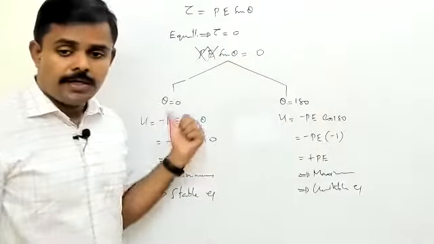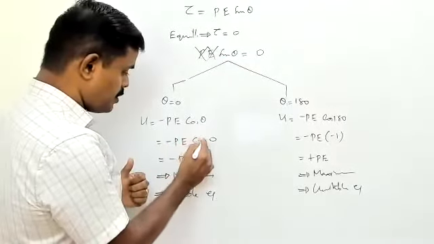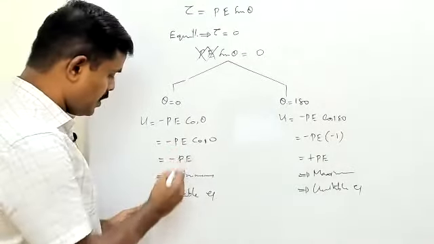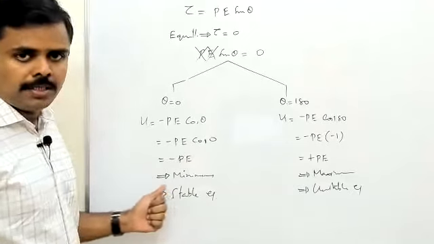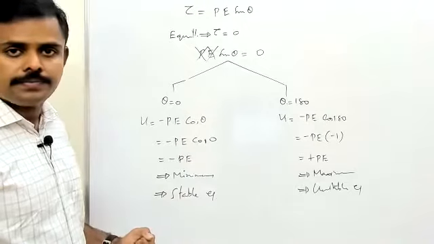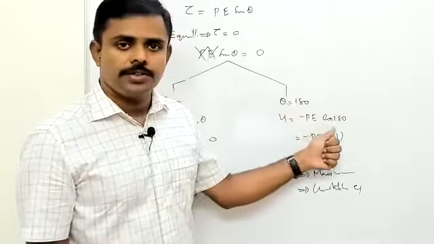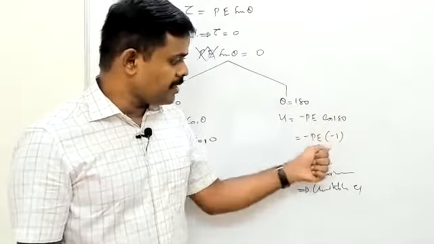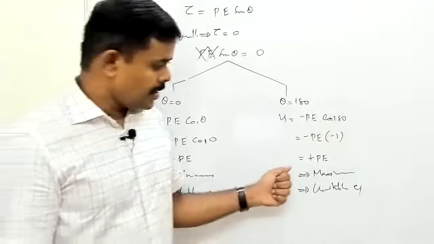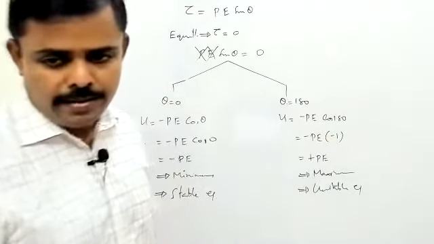So potential energy is what? Minus P E cos theta. That is minus P E cos 0. Cos 0 is 1, so minus P E into 1, minus P E. Potential energy is minimum here, and minimum potential energy means stable equilibrium. Theta is equal to 180: you put theta equal to 180 in minus P E cos 180. Cos 180 is minus 1, so minus times minus gives plus P E. Plus P E means it is maximum energy and that is unstable equilibrium. Is that clear?